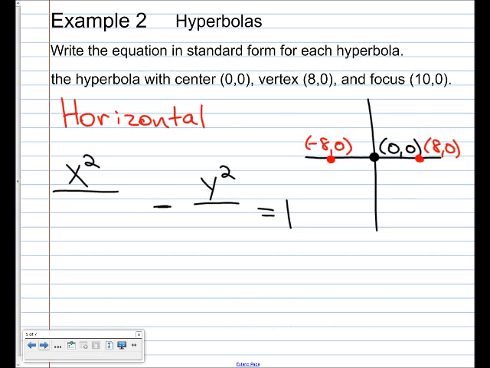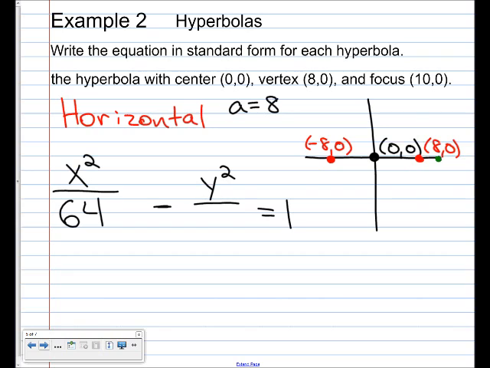So now we already have letter A. What is letter A? A is 8. But we're going to use 64 when we write it in the equation. And where does that go underneath? X. It goes underneath x, because A always has to go first, or if you think we went left and right, which is in the x direction. Now they also gave us what point? A focus point at 10, 0.